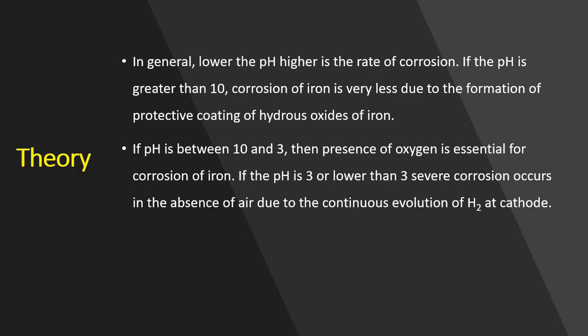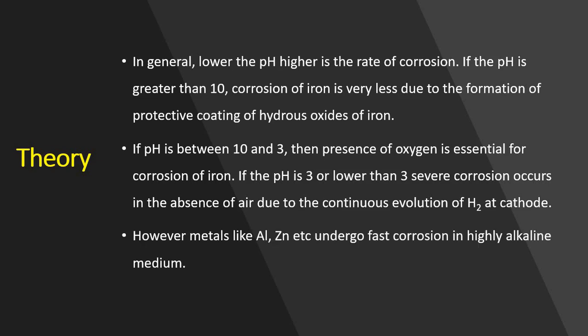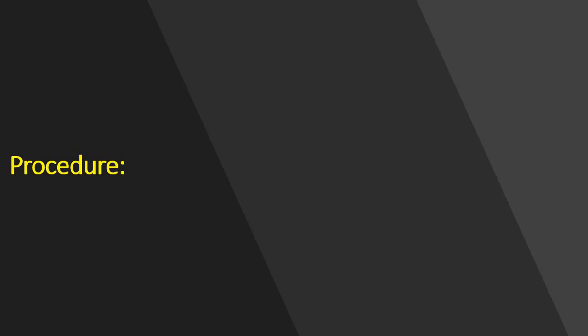Means the rate of corrosion is very fast, because as pH decreases, the presence of air also decreases, and hence evolution of hydrogen at cathode is more. Hence, more the acidic nature of solution, more the rate of corrosion. But metals like aluminum or zinc have a fast rate of corrosion in alkaline medium, that is in basic medium. Now we will see the procedure of this practical.